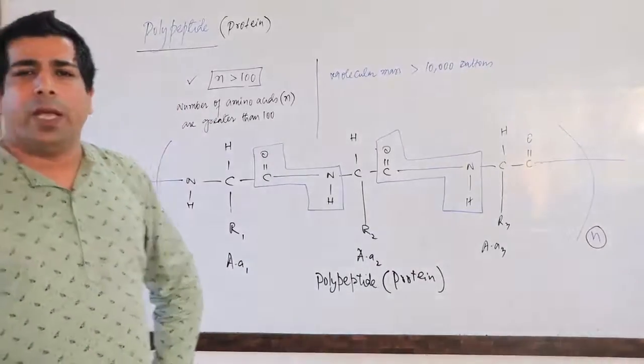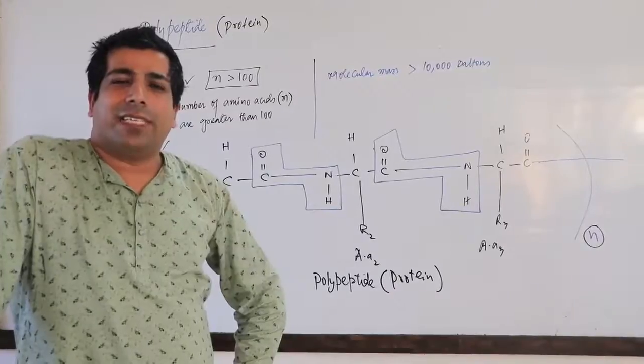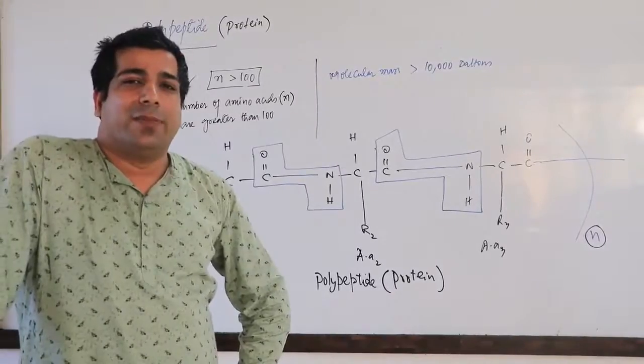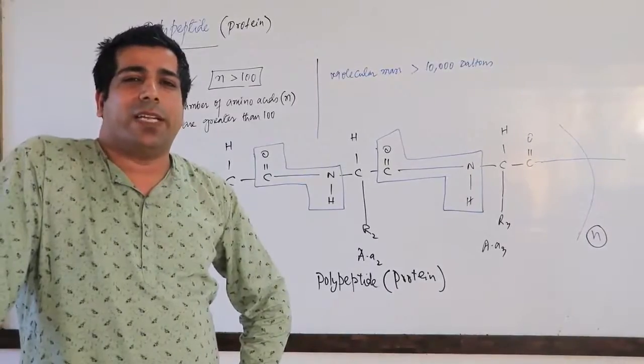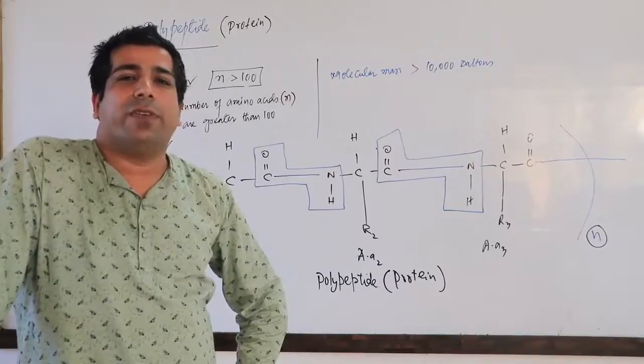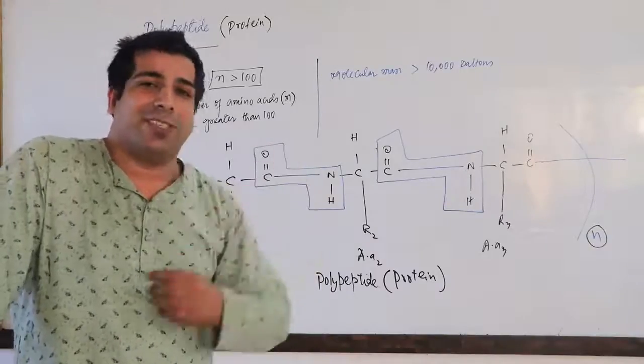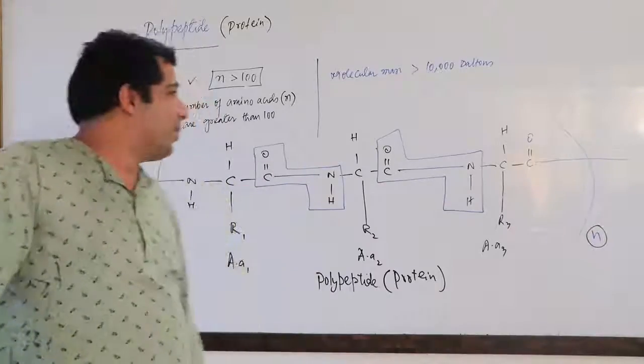And you know what is the exceptional case for the protein? The exceptional case is insulin. Because I am saying that the N value should be greater than 100, but in insulin the N value is less than 100. Only 51 amino acids are there in insulin. So remember that exceptional case also. I hope you have understood, my dear friends.